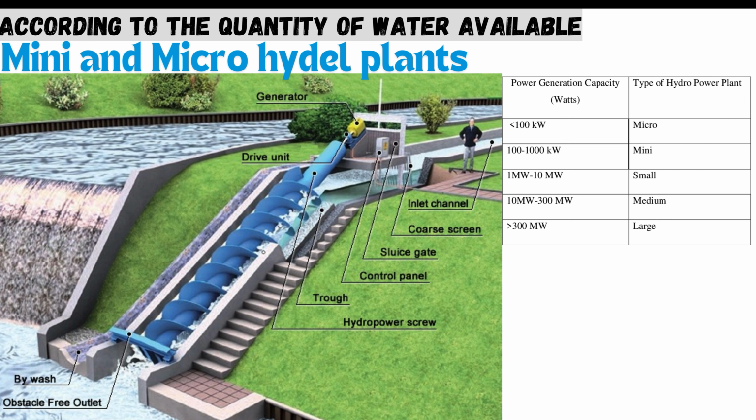Mini and micro hydel plants. Mini plant with 5 to 20 meters head and micro less than 5 meters head. By proper planning and implementation, it is possible to commission a small hydro generating setup of up to 5 MW within a period of 1 year maximum.